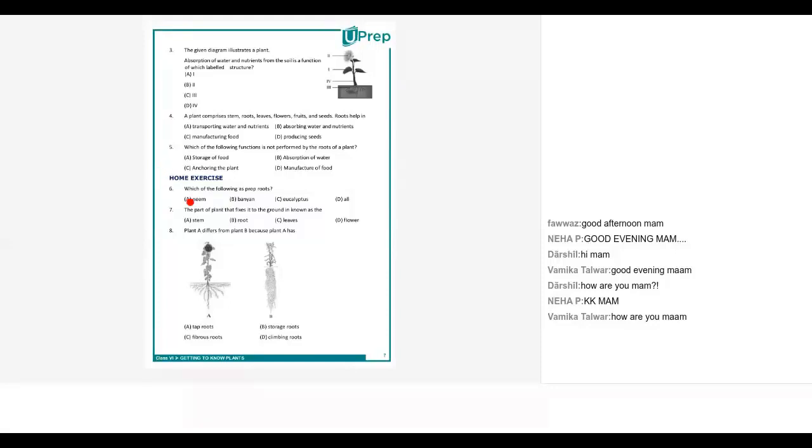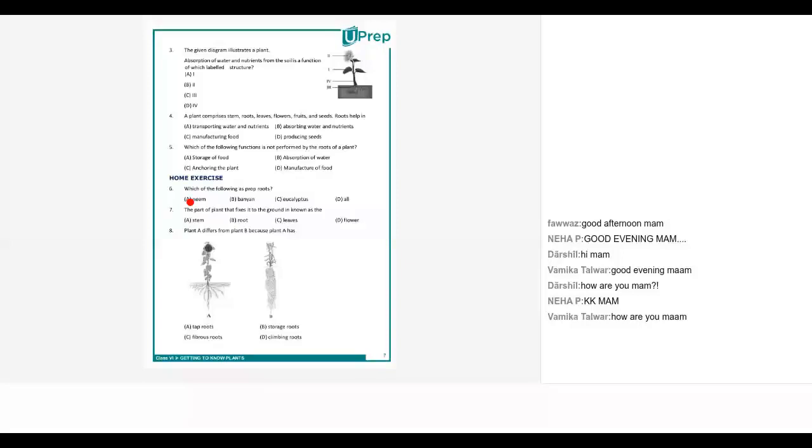Next, Neha, 5. Yes, ma'am. Which of the following functions is not performed by the roots of a plant? A. Storage of food. B. Absorption of water. C. Anchoring the plant. D. Manufacture of food. Ma'am, I think fifth one is D. Correct. It is D. Roots do not manufacture food, but do all the three other work.